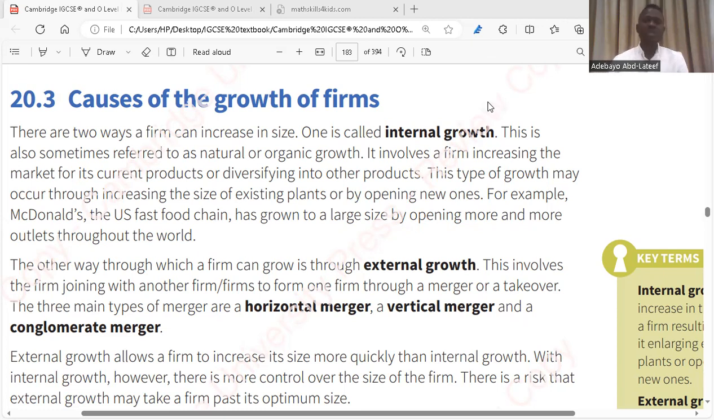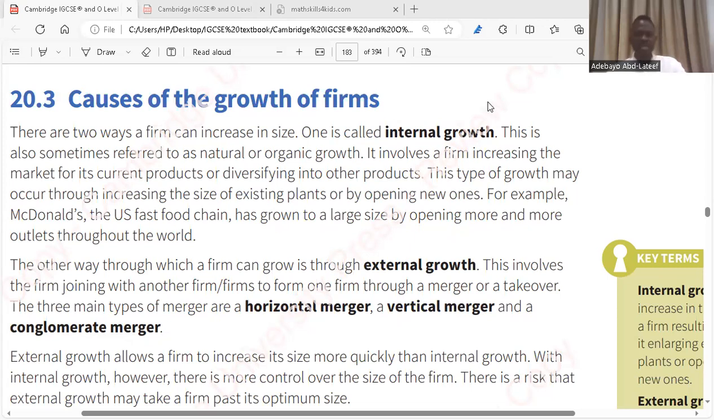One is called internal growth. This is also referred to as natural or organic growth. A firm can become big internally. If a firm is increasing internally, it means organic or natural growth. This occurs when a firm uses its own resources to become bigger. Do you get it? We call it internal growth because the firm is using its own resources to expand. So internal growth is the same as organic growth or natural growth. I think that is clear.